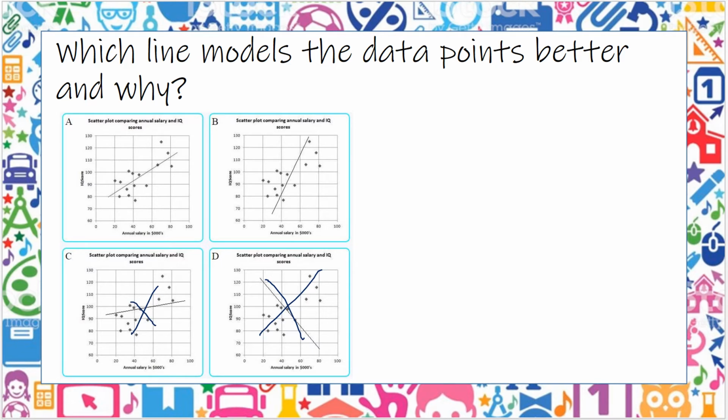I'm going to look and see if I've got an even number of points on either side. On A, on top of the line, I have 1, 2, 3, 4, 5, 6, 7 points. And on the bottom, I have 1, 2, 3, 4, 5, 6, 7. So A looks like a pretty good line there. Let's look at B. I've got 1, 2, 3, 4, 5, 6, 7, 8, 9, and 1, 2, 3, 4, 5, 6. So 9 to 6 is not a great balance there. So I would say A represents this data the best.